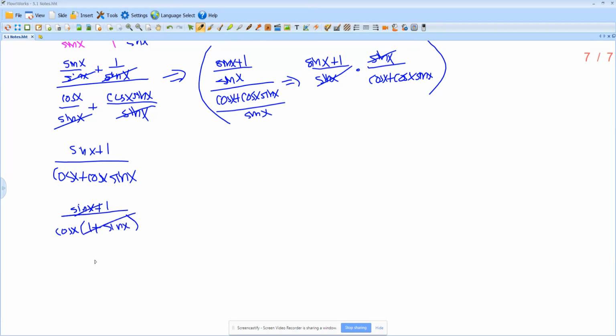These can cancel because sine x plus 1 and 1 plus sine x, those are the same thing, not like subtraction where the order is important. So I'm left with 1 over cosine x, which is secant x.